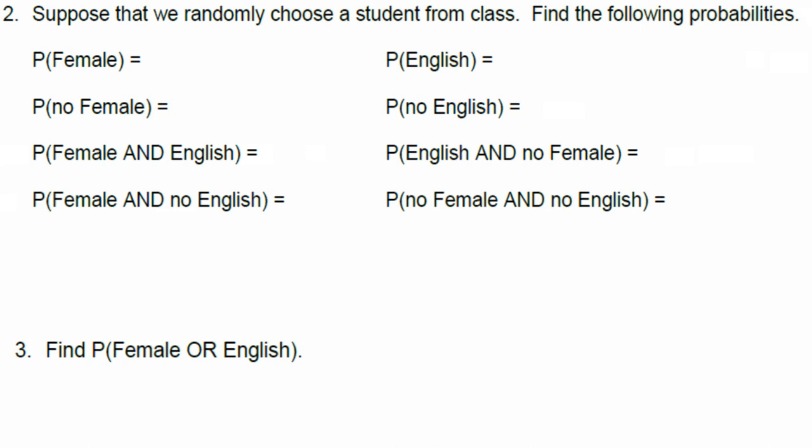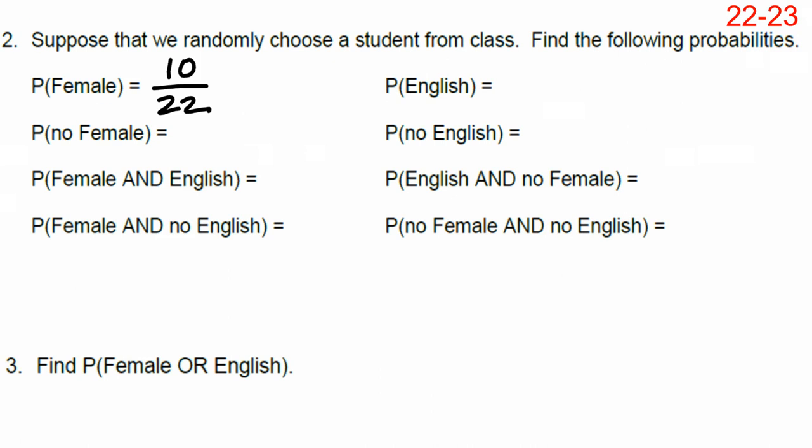The probability of selecting a female out of the class: we had 10 females, so 10 out of 22 would have been our probability there. The probability that you preferred English was a total of 15 out of the 22. The probability that you were not female in the survey ended up being 12 out of 22. The probability that you did not prefer English was 7 out of 22.